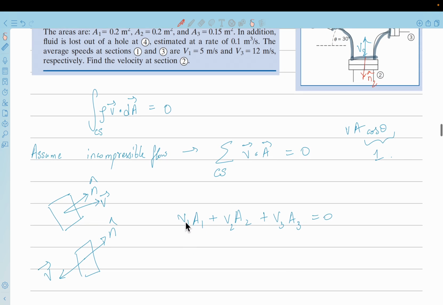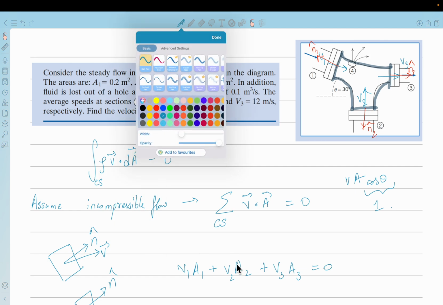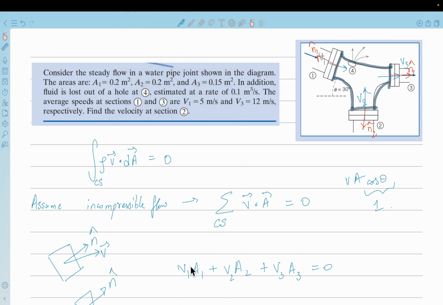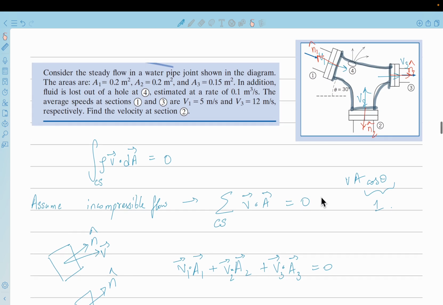So can you now tell me, V1 A1, is it positive or negative? It is negative, right? Yeah, so let me be careful and still write the dot products here. Now we have minus V1 A1, and with what I have drawn, is V2 n2 positive or negative?